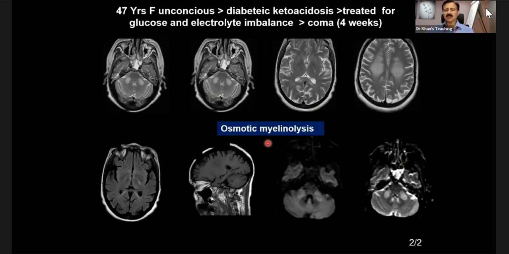So this patient presented with diabetic ketoacidosis, was treated for glucose and electrolyte imbalance, and this is what happens. And just to make a point here, you can see that the pons itself, maybe the peduncle is involved, but the central pons is not involved. The point is that osmotic myelinolysis can happen without the involvement of the classical mid pons.